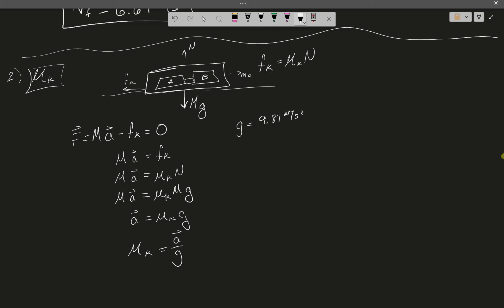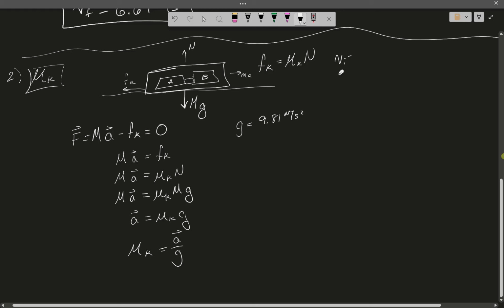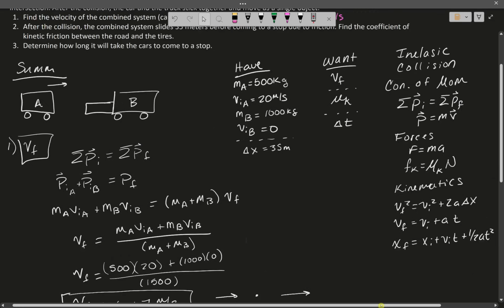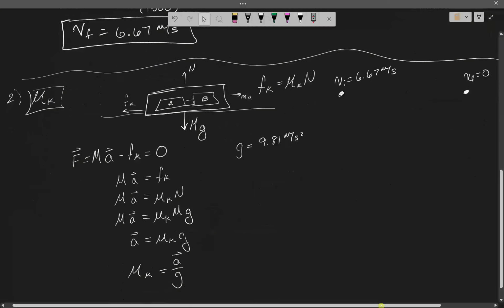Because we're going to start with some initial velocity. That initial velocity is going to be the velocity that we found after the collision. And when it comes to a stop, it will have a final velocity of 0. Do I have any other information? I also know it's going to slide this distance of 35 meters. I can use a kinematic equation because I have initial velocity, final velocity, and change in x. I want to find the acceleration, so this would work really well.